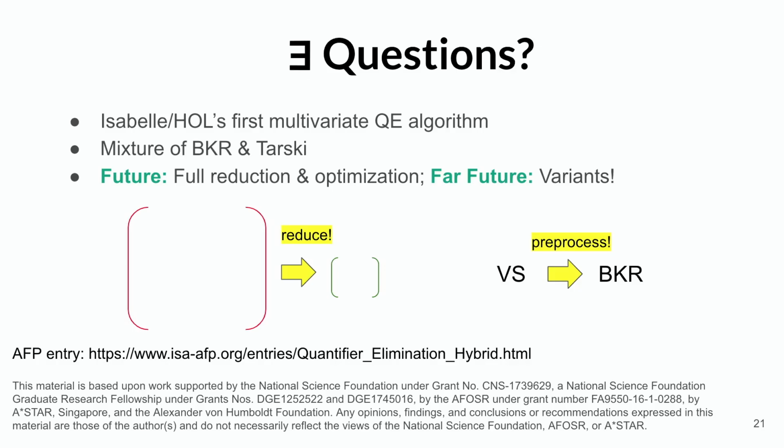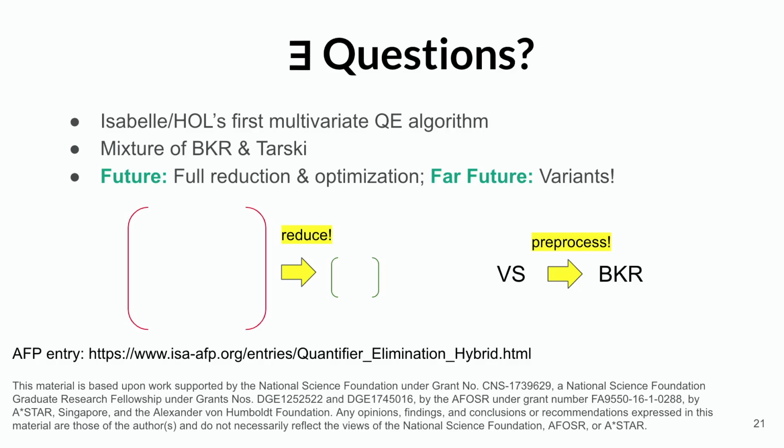Well, related, but just on the more practical side, did you try? So you have a mix of BKR and Tarski. Did you try it on examples, and how does it perform compared to BKR or CAD? So currently, our multivariate algorithm is not efficient, unless we have virtual substitution doing the efficiency for us. But currently, we just don't have efficiency. We also haven't really optimized.